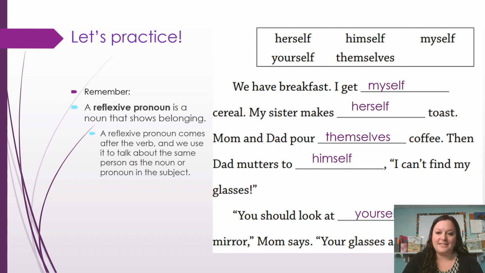We have breakfast. I get myself cereal. My sister makes herself toast. Mom and Dad pour themselves coffee. Then my dad mutters to himself, I can't find my glasses. You should look at yourself in the mirror, Mom says. Your glasses are on your face. Nice job, friends, using reflexive pronouns to complete our story.